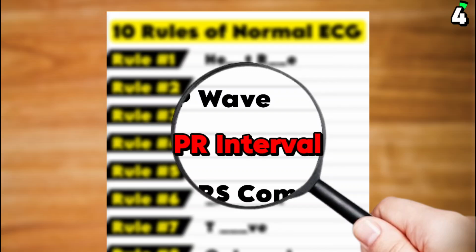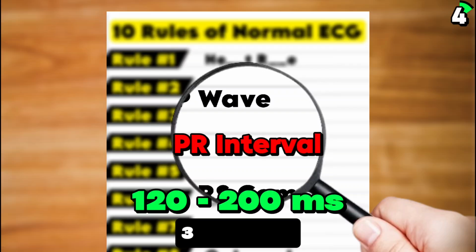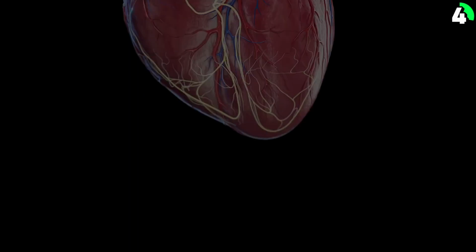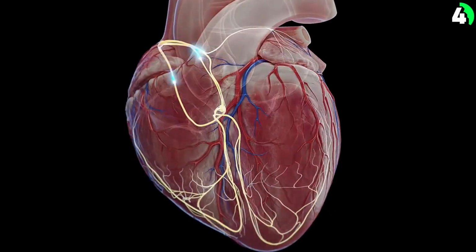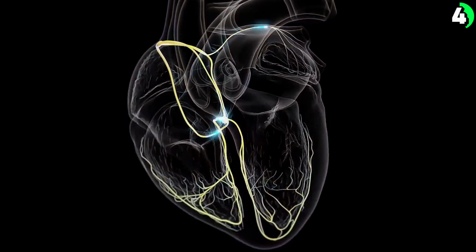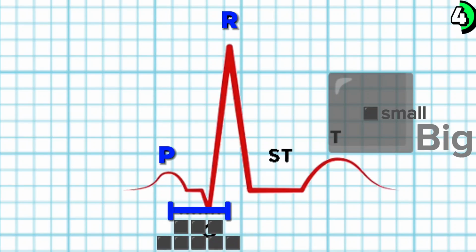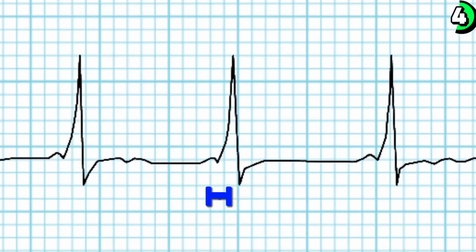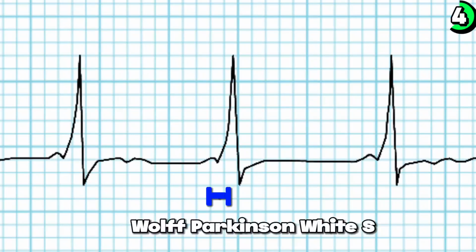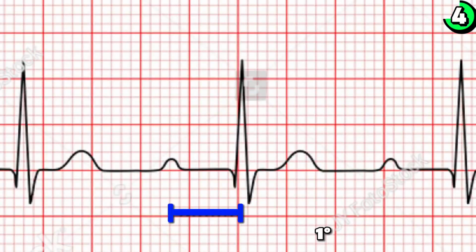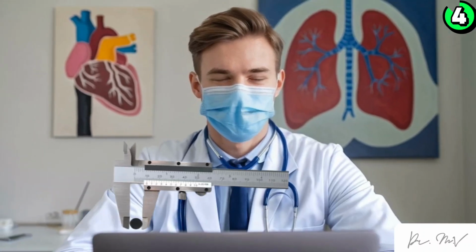Rule number 4. PR interval. 120 to 200 milliseconds or 3 to 5 small squares. The PR interval tells us how well electrical signals move from the atria to the ventricles. It should be 3 to 5 small squares long. Too short? Wolff-Parkinson-White syndrome, WPW. Too long? First-degree heart block. Want to be precise? Use the caliper method to measure the interval. Don't eyeball it.